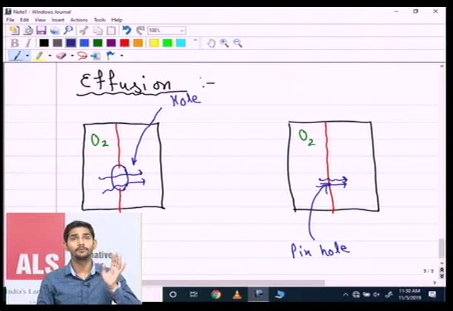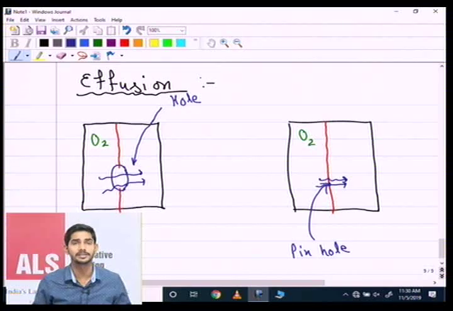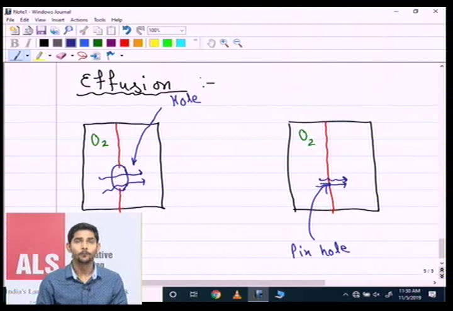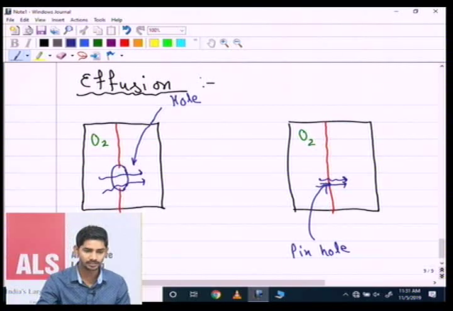But the difference is, in the one case, the area from which gas is moving, or we can say passing, is very large, whereas in the second case the area from which gas is moving is very small, which is a pinhole. So where the passing area is very small is known as effusion. The movement of particles through a pinhole is known as nothing but effusion. So case number 2 represents effusion.